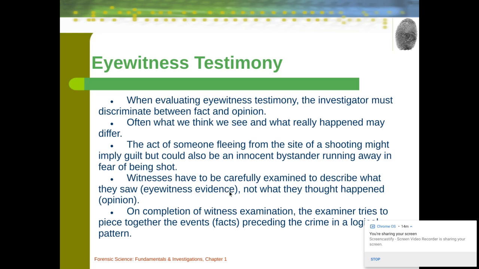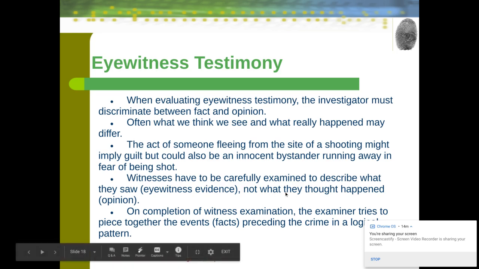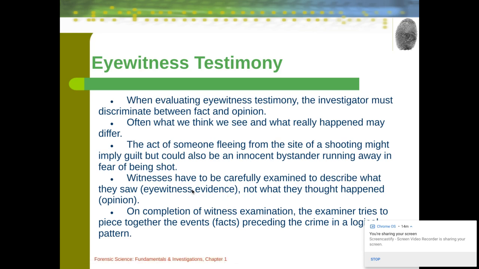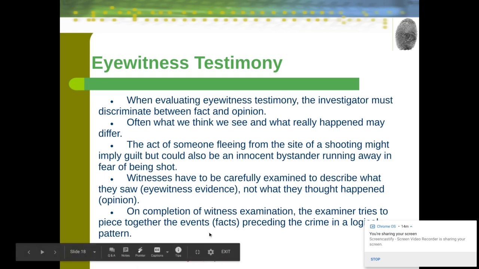When you ask a question, you don't want a leading question. Like, you don't want to say, did they have brown hair? You want to say, what color was their hair, right? Because just the fact that you said brown hair might get them thinking, yeah, I think it was kind of brown, when really they might have said blonde if you hadn't said that. So, we want the evidence, the facts, not their opinion.